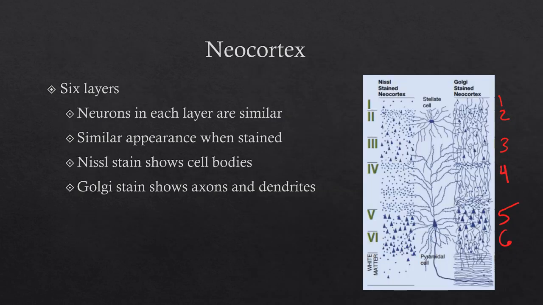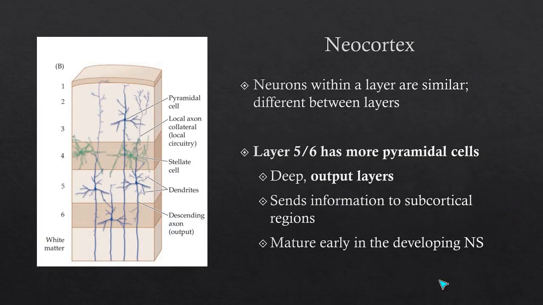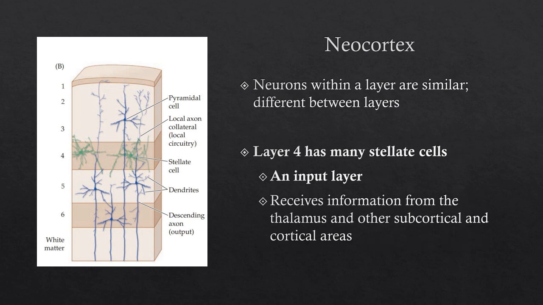Okay, let's skip ahead. That's a confusing figure. So layers 5 and 6 tend to be output layers and mature earlier and have more pyramidal cells. Okay, what about layer 4? Layer 4 is quite different from layers 5 and 6.